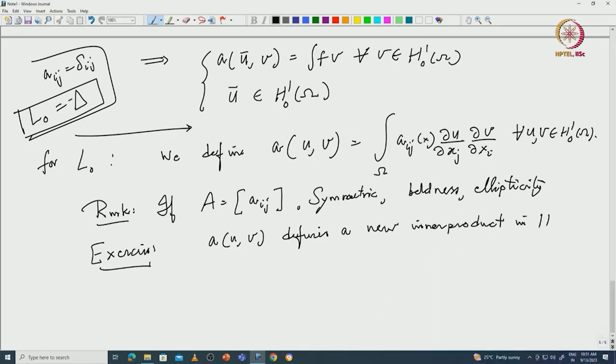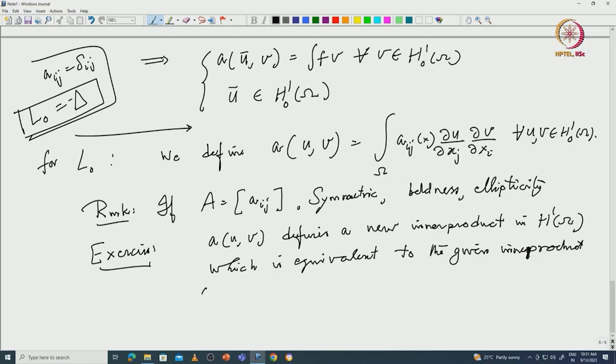But when you have symmetry of A, you have defined a new inner product in H1 of omega, which is equivalent to the given inner product on H1 of omega due to ellipticity. So symmetry is needed to prove that it is an inner product, and you use boundedness and ellipticity for the equivalence. So just prove it. It is a trivial thing, but it is nice to get familiarized with such theorems. So you get the same standard topology.